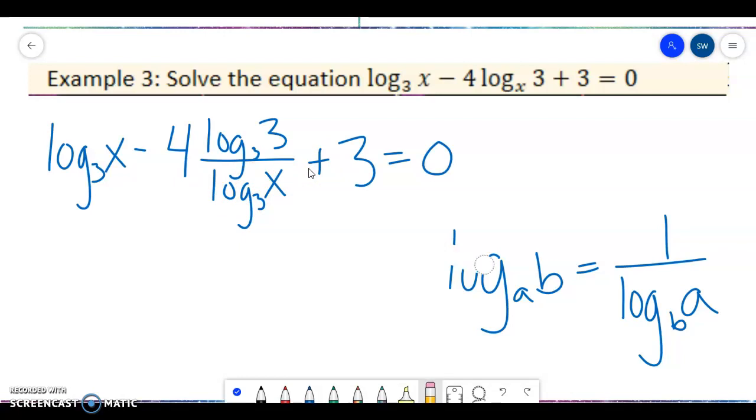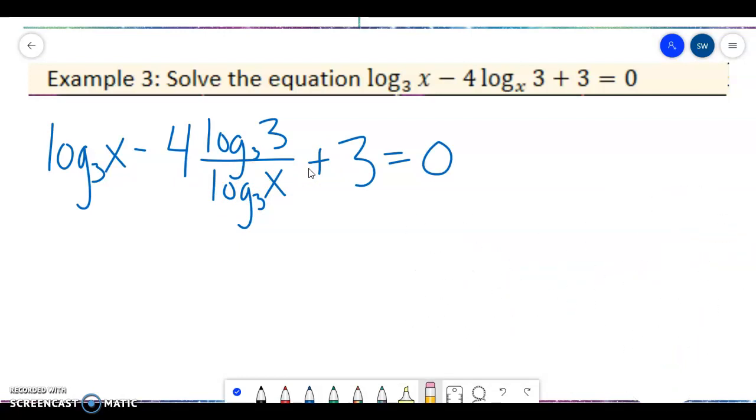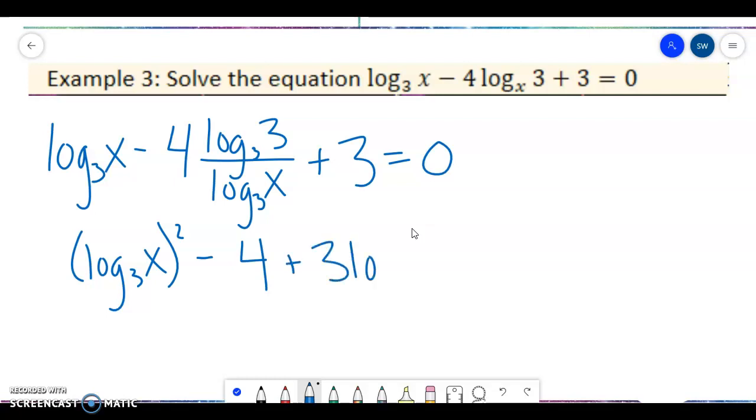Okay, I'm erasing it now for space. So this isn't super helpful yet because this right here is in the denominator. So what I'm going to do is basically multiply every expression by log 3 of x. So hopefully I can write this as one step and you'll follow it. If I multiply the first term by log 3 of x, it just becomes log 3 of x squared. And if I multiply the second term, it cancels, leaving me just 4. And then the third term becomes 3 times log 3 of x equals 0.